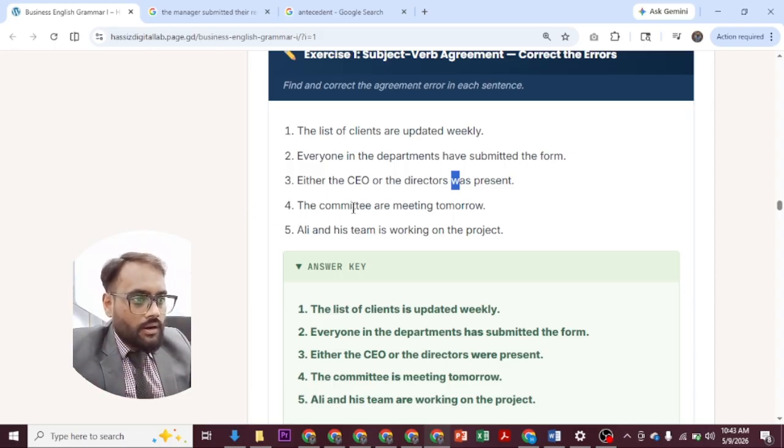Okay, let's move toward number 4. The committee are meeting tomorrow. Okay, what's the error? The committee are meeting tomorrow. The committee is a singular thing, so it is "is meeting tomorrow". Okay, Ali and his team is working on the project. Over here "is" is replaced by "are".